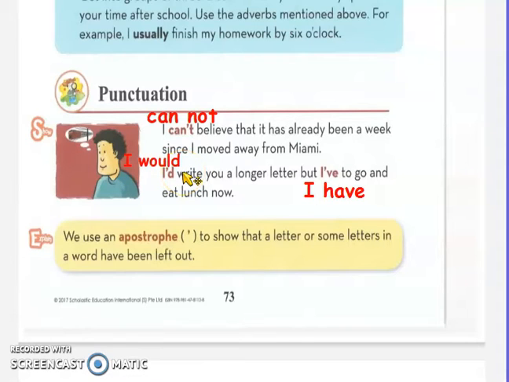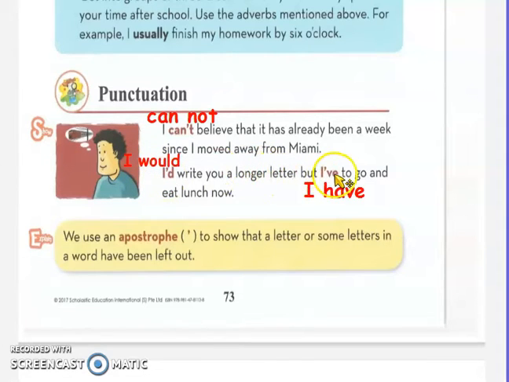As we said, my students, we also make contractions not only in the writing but also in pronunciation. I'd, I would, the long form. I'd is the short form.